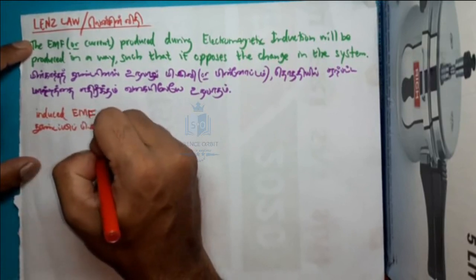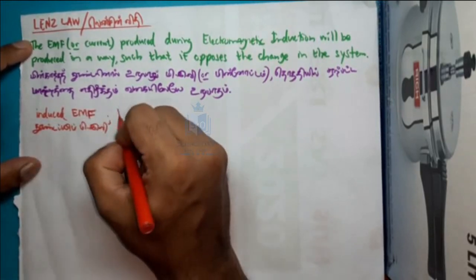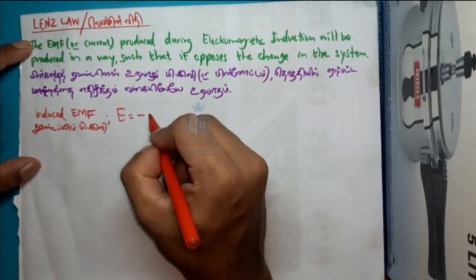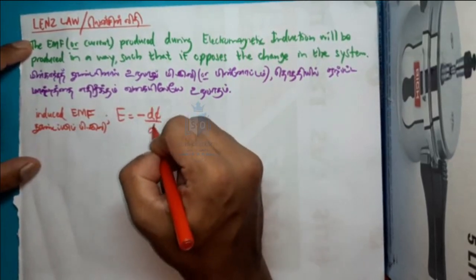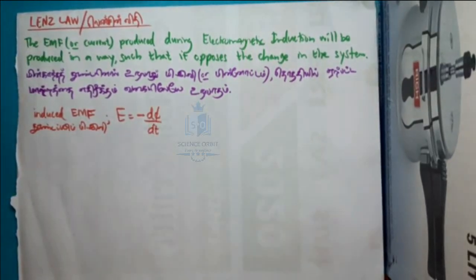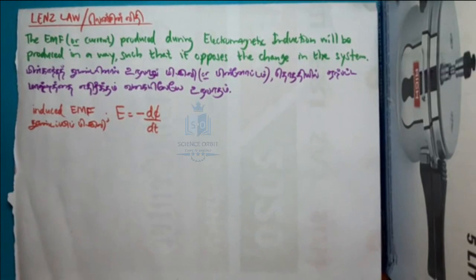The equation is this. We write E equals minus d phi over dt. So this is the combination of both Lenz's law and Faraday's law.